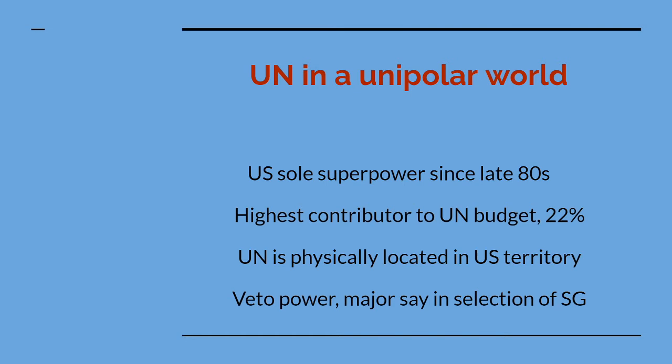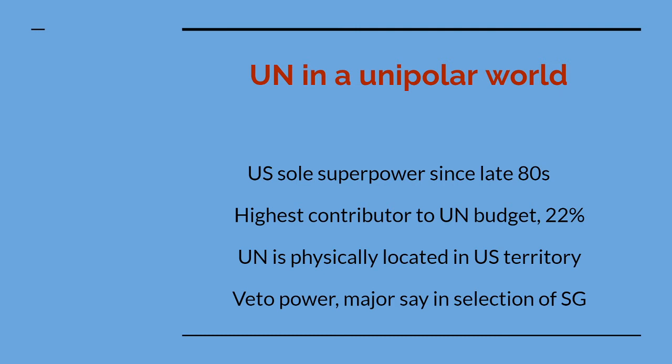Now next, we will look at the UN in a unipolar world. What is unipolar? Unipolar is having just one pole, and we all know that the world has only one superpower, and that is the USA. So it's a unipolar world dominated by the USA.